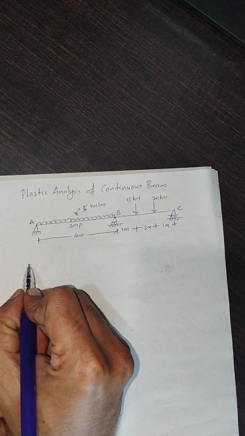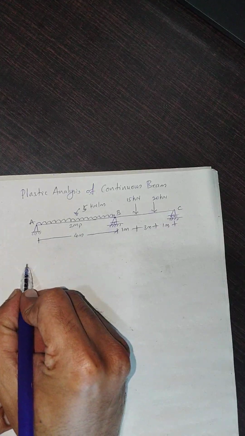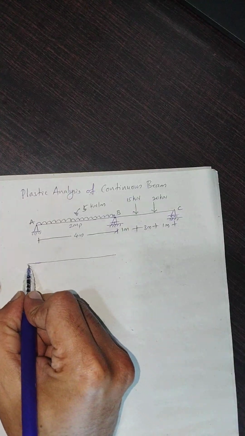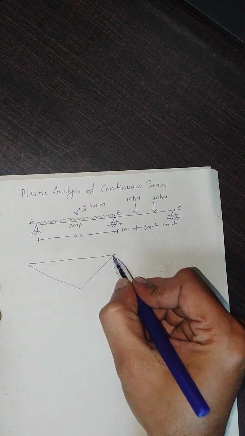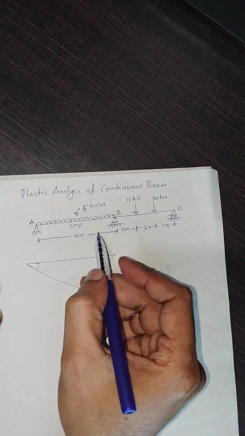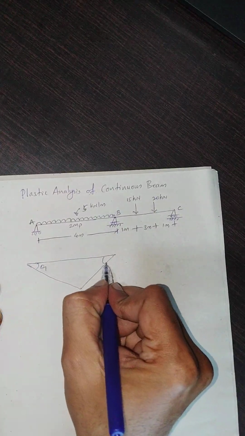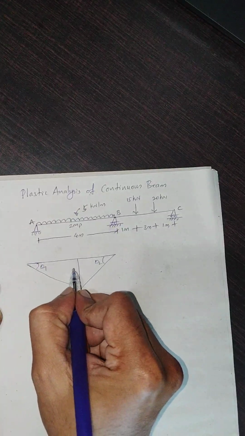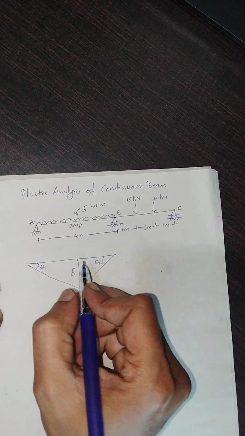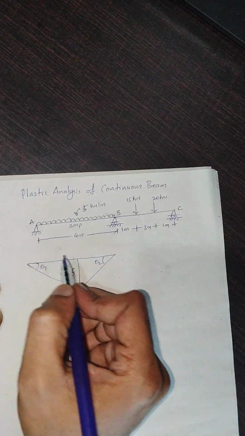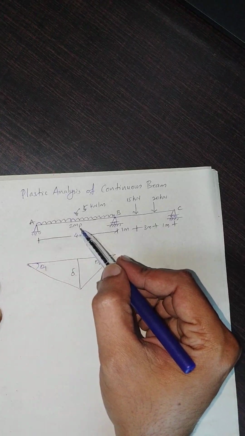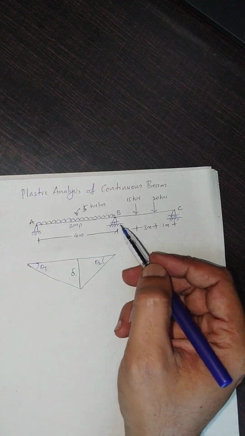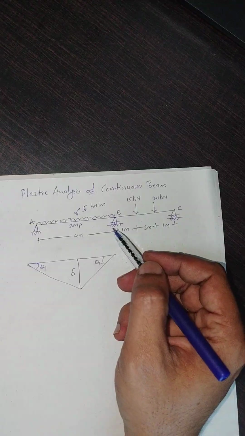So for the span AB, the mechanism is expected to be in this direction. This is theta 1, this is theta 2, and this would be the deflection which is expected, right? And the plastic moment is expected to act in this direction, at both supports A and B.